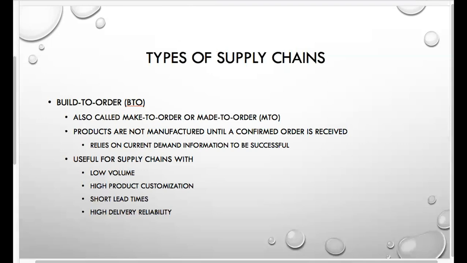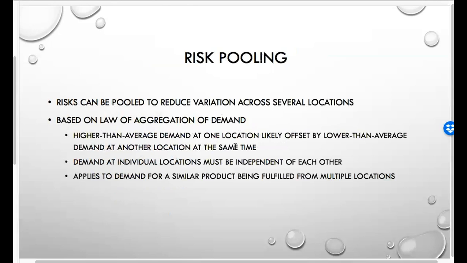Okay, so next slide. Now, risk pooling. Risk pooling is a method to reduce variation across several locations by aggregating the demand variation across multiple locations. This is a concept that the book covers, that the class covers in like week 4, but I want to cover it now because this is important for week 2's answer, and is also a very important concept going forward. This is a very powerful tool for reducing variation amongst a supply chain.